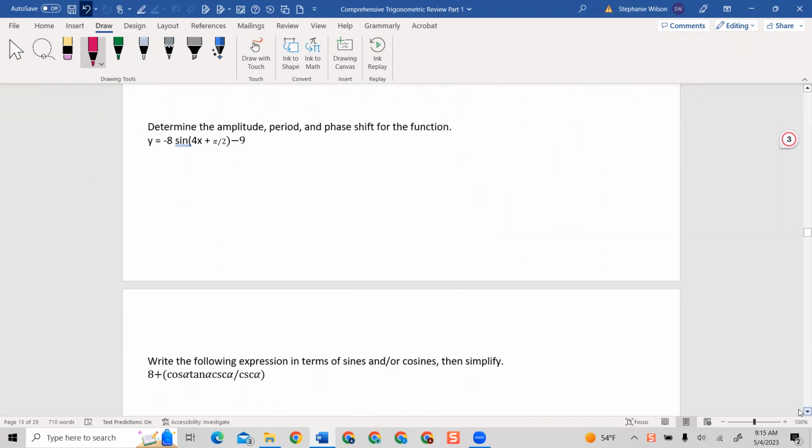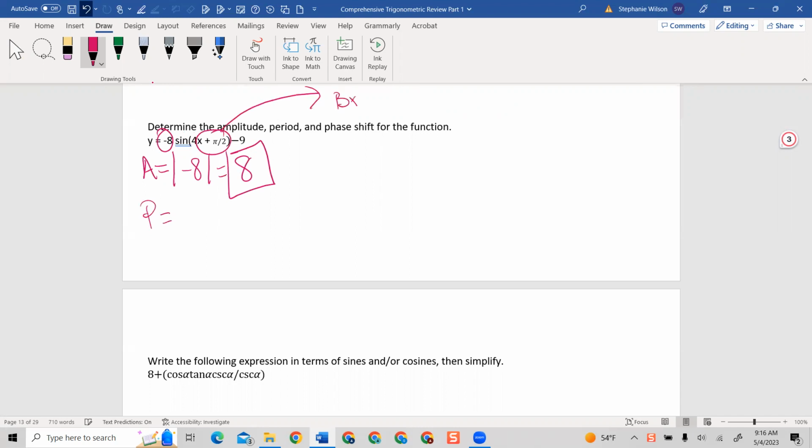Okay, so now let's solve for the next one. The next one says, determine the amplitude, period, and phase shift again. So we notice that amplitude is going to be the absolute value of A. A is -8. So 8 is my amplitude. My period is going to be, oh, wow. So we got some work to do with this one here.